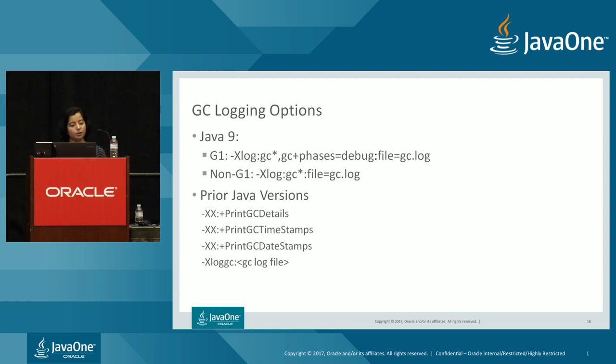These are the GC logging options that can be used to collect GC logs. For Java 9, we use the JVM option -Xlog:gc to collect GC logs. The first two lines tell us the GC log options to be used with G1 and non-G1 collectors. And for prior Java versions, we can use -XX:+PrintGCDetails, -XX:+PrintGCTimeStamps, -XX:+PrintGCDateStamps, and -Xloggc. These options are not available in JDK 9. You would see a warning that these are deprecated, but internally they are mapped to the -Xlog option.